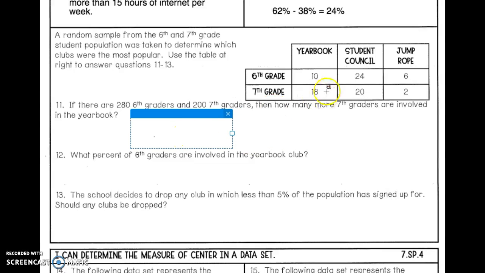So let's start with the 6th graders. 10, 24, and 6 added together looks like they took a sample of 40 6th graders, and 10 out of those 40 picked yearbook. So then we could do x over 280, because that's how many total 6th graders there are. Cross multiply: 10 times 280 divided by 40, and that would give us approximately 70.